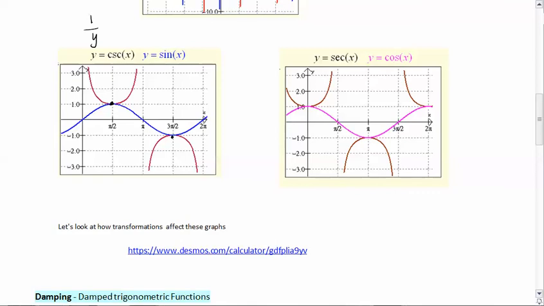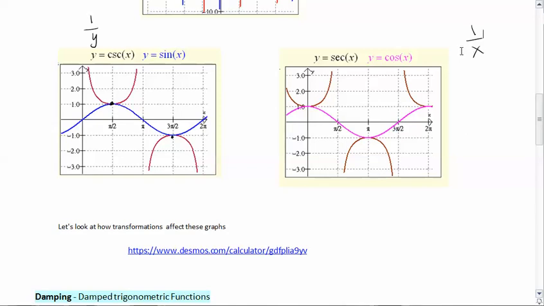So where we have a 1 at 0, if we plug in 0 for our x for cosine, we get a value of 1. For that same thing, because secant is just equal to 1 over cosine, if we plugged a 0 into that function, we would get a 1 because cosine of 0 is equal to 1. So you have to look at what your value equals at that coordinate.